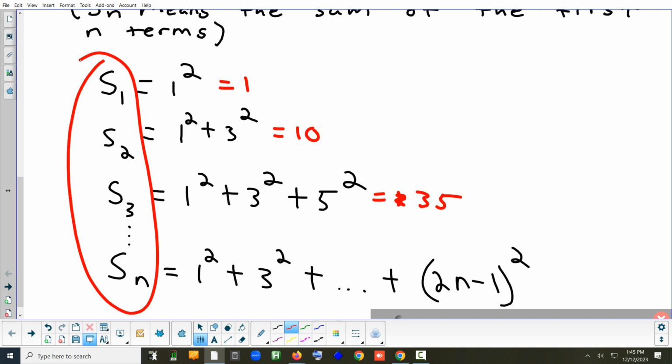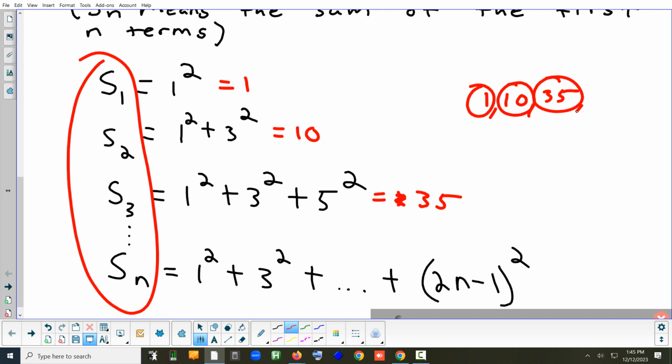Now, look at the numbers in red. 1, 10, 35. That's a new pattern of numbers. That's the pattern of numbers that you get when you add up the first n terms. So this is when you add up the first one, the first two, and then the first three. Now, if we can predict that pattern, then we could add up as many as we want. The key is, can we somehow predict what would come next after 35?